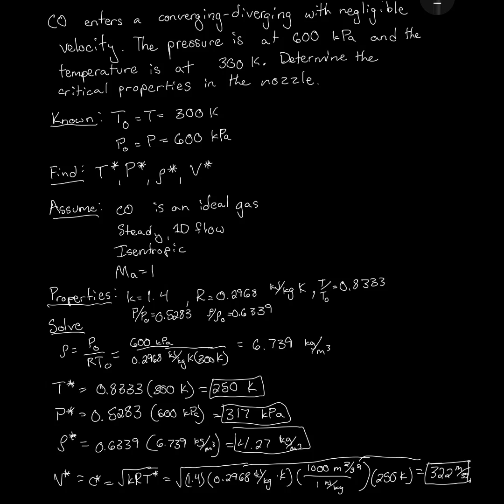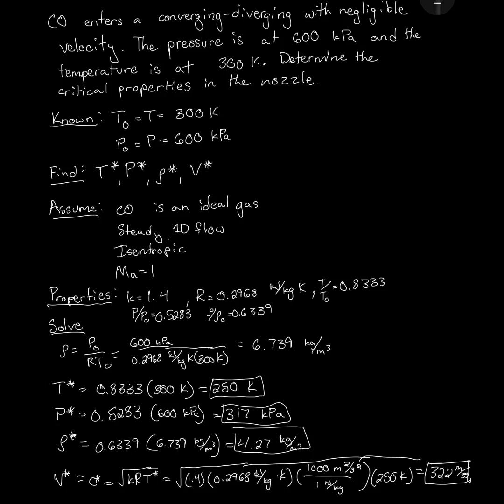So we first solve it by finding the density, which is initial pressure over the gas constant times initial temperature, and we get 6.739 kilograms per meter cubed. For the critical temperature, we take the temperature ratio times temperature and get 250 K. For pressure, we take the pressure ratio times pressure, which equals 317 kPa. For density, we take the density ratio times density, which equals 4.27 kilograms per meter cubed.